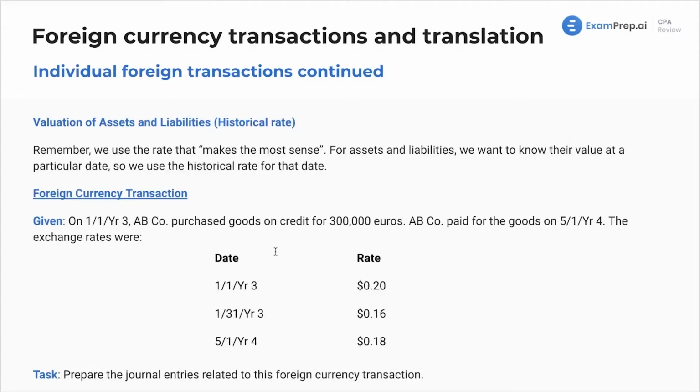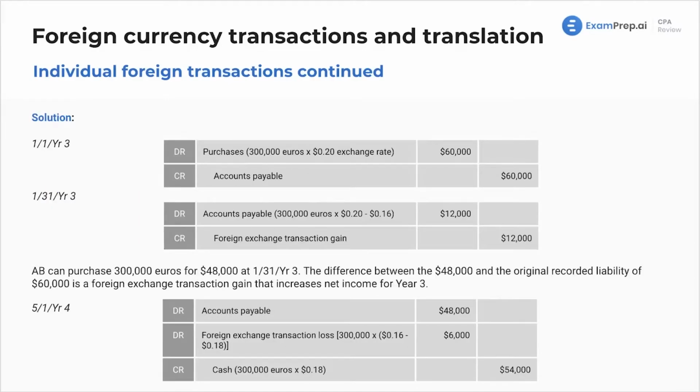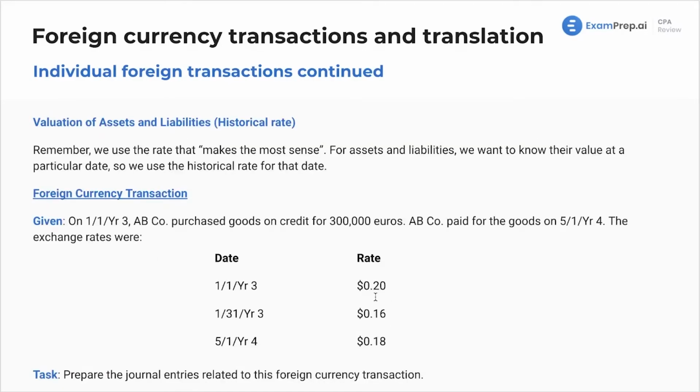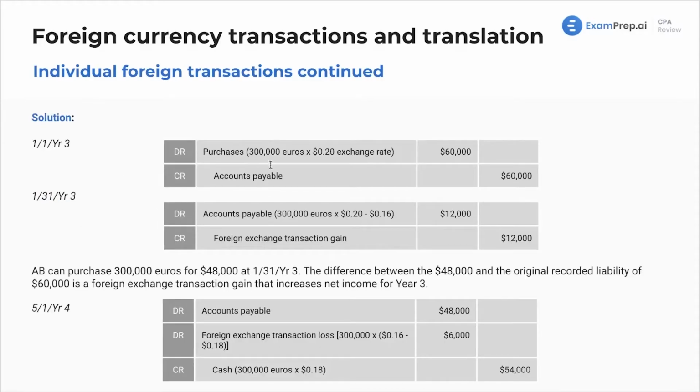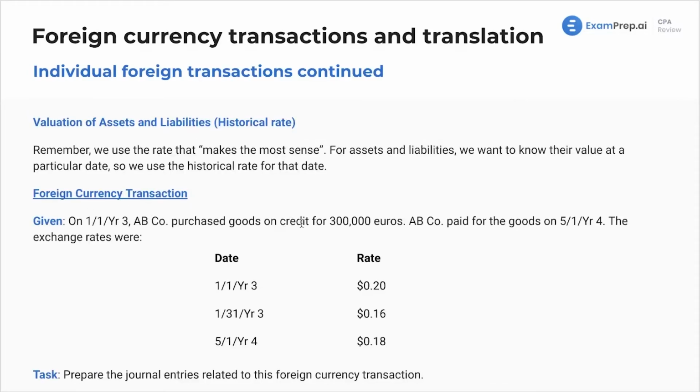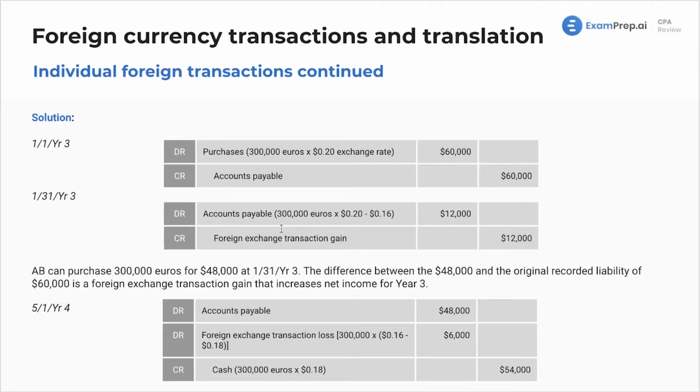Well, what did we do? We purchased them on 1/1 year 3, so we locked in that price. We use the 20-cent exchange rate on that date, right? 300,000 euro gives us $60,000 there, $60,000 for AP. Now, what happened on 1/31? Okay, well, this is 16 cents. This is when we are going to account for this foreign exchange transaction gain.